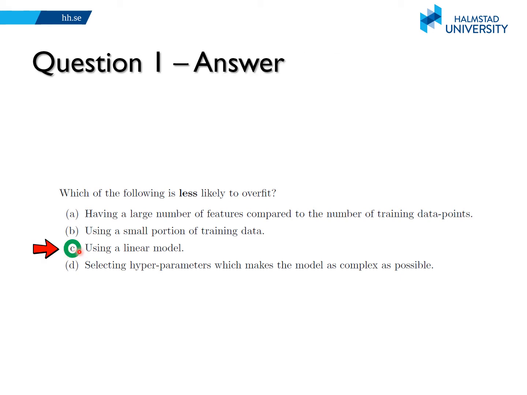The correct answer is C, because the linear model is a simple model, so we are less likely to overfit. Having a large number of features compared to the number of training data points leads to overfitting. So we are more likely to overfit in this case. Using a small training dataset also leads to overfitting. Selecting hyperparameters which make the model as complex as possible also leads to overfitting.